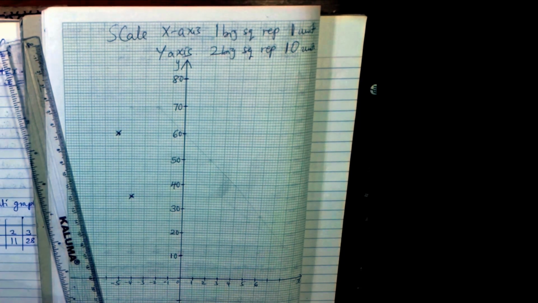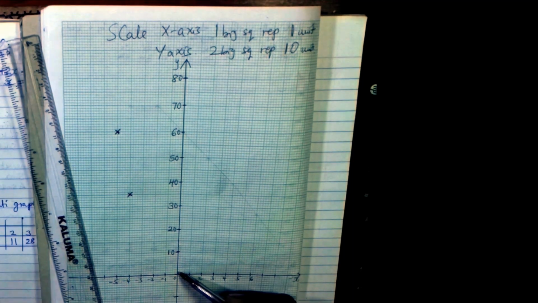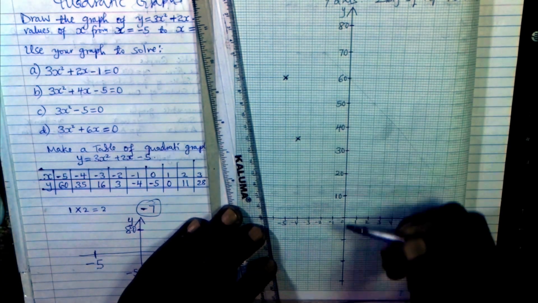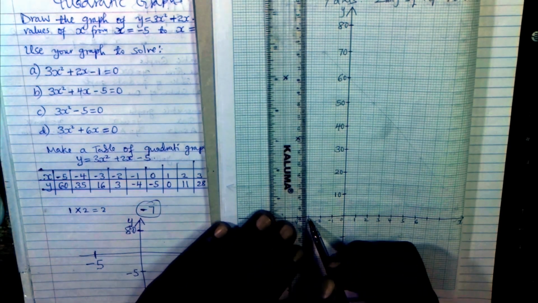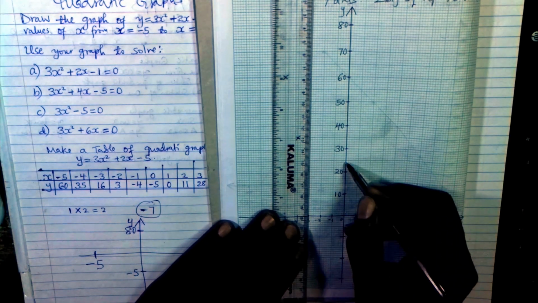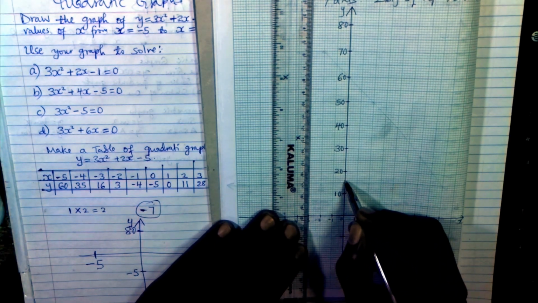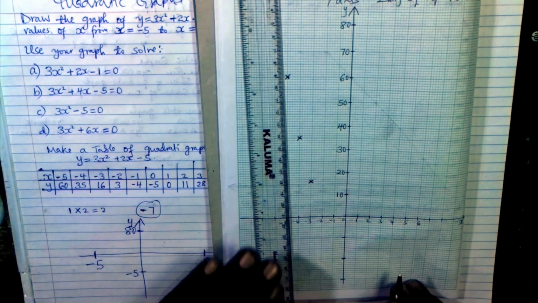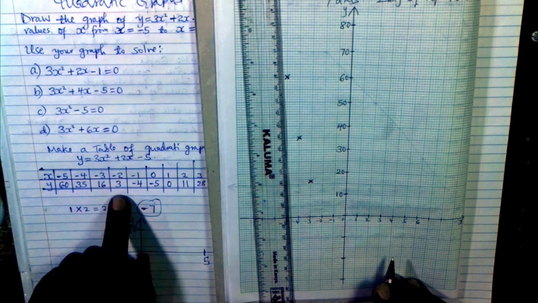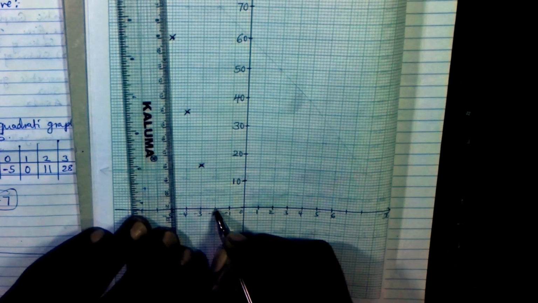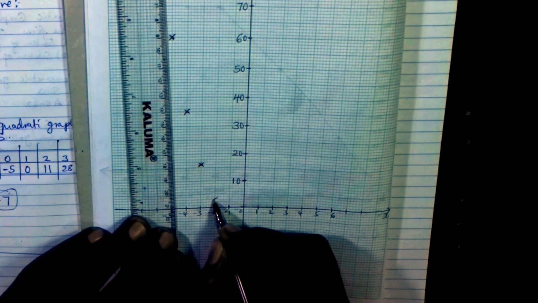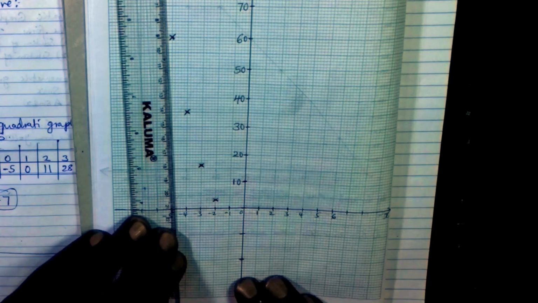Then when x is -3, y is 16. Remember, one small square represents one division, 1 in the y-axis. So when x is -3, y is 16. So here we have 15, then 16. So at this point there, when x is -2, y is 3. So we have -2, 1, 2, 3. So that's where the mark is put.